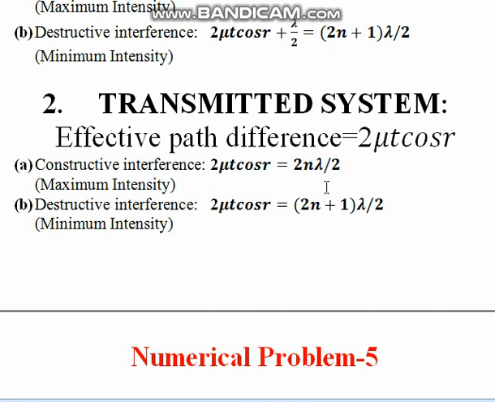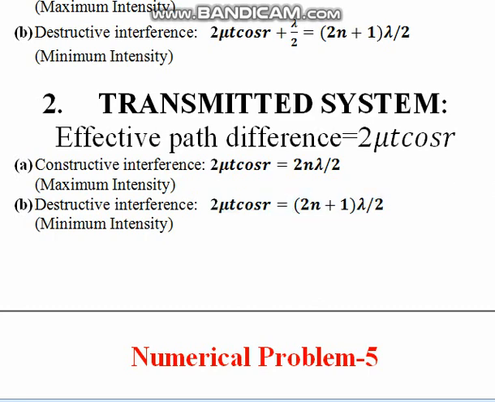Now we can again write the condition for maximum or minimum intensity, the bright band or the dark band. When the path difference is equal to an even multiple of lambda by 2, we obtain the bright band. When the path difference is an odd multiple of lambda by 2, we obtain the dark band, or destructive interference, the minimum intensity. Besides these formulas we will also use Snell's law, mu is equal to sin i upon sin r, and some other trigonometric relations.